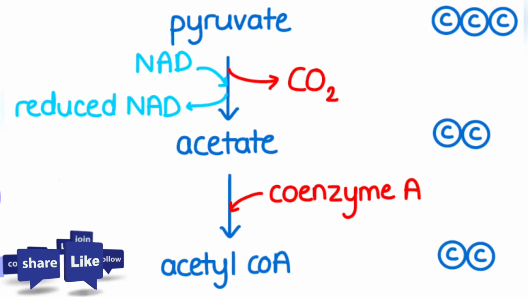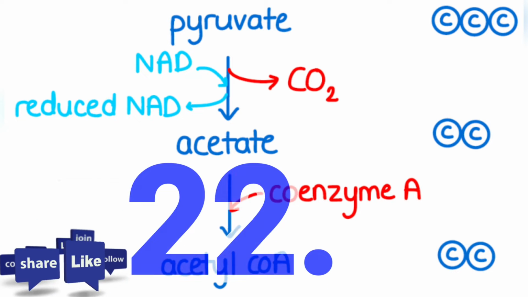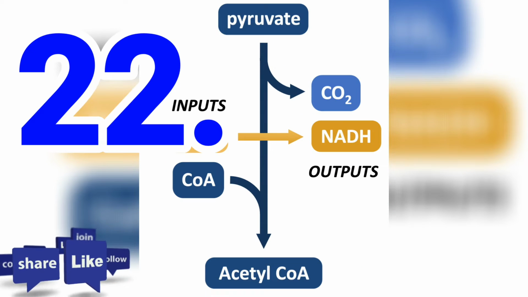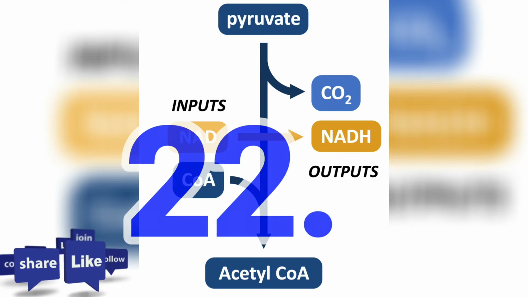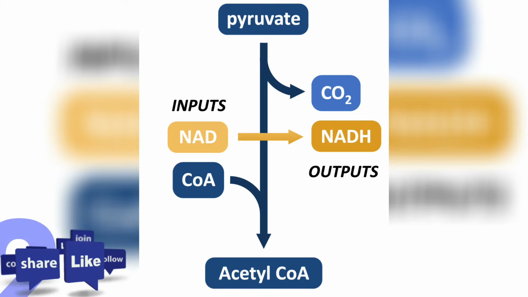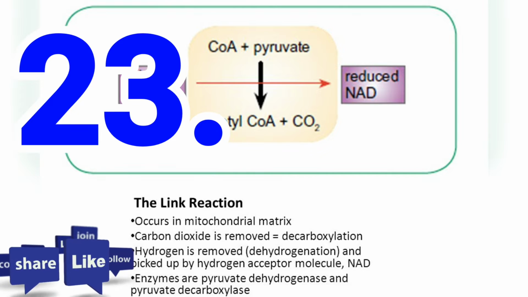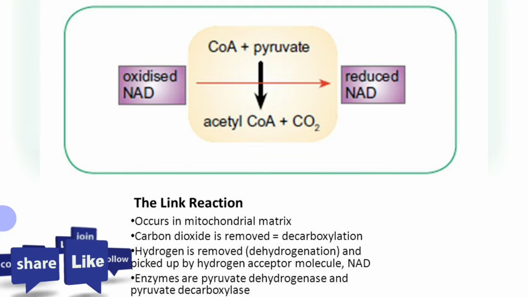Conversion of pyruvic acid to acetyl coenzyme A is an oxidative decarboxylation catalyzed by pyruvic dehydrogenase, which occurs in the matrix of mitochondria. Conversion of pyruvic acid to acetyl coenzyme A is known as the link reaction.